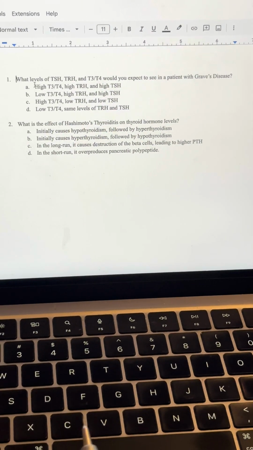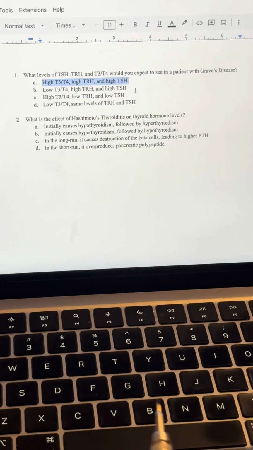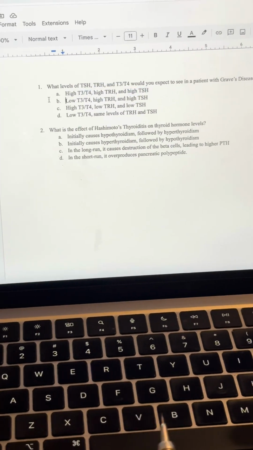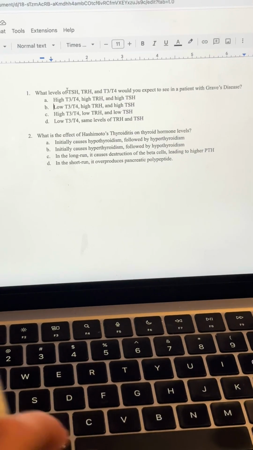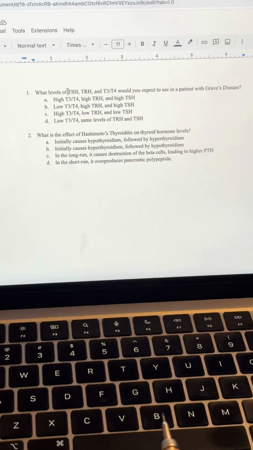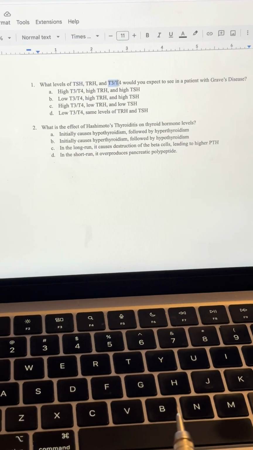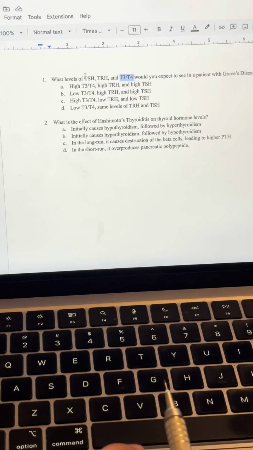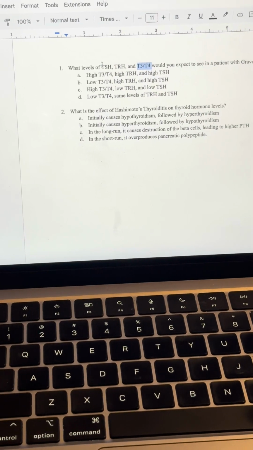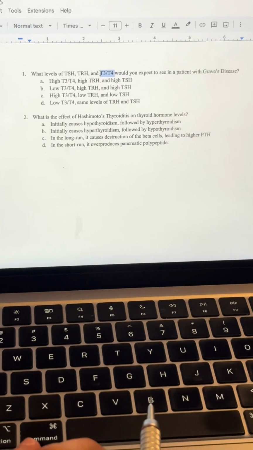Now, the common answer people are going to put is going to be high levels of T3, T4, high TRH, and high TSH. But that's not actually correct. If you have a lot of TSH being stimulated, so if Graves' disease stimulating TSH is going to lead to more production of T3 and T4. Remember, we mentioned TSH is going to increase the uptake of iodide into the follicular cells, aka helping with thyroid peroxidase, thyroglobulin, etc., and that's going to create T3 and T4.